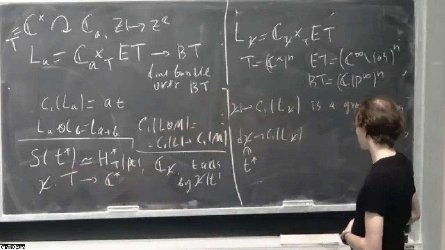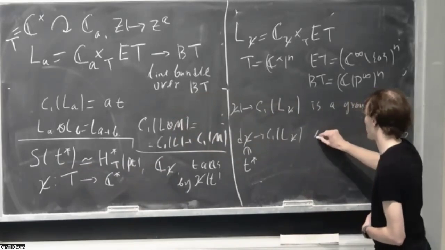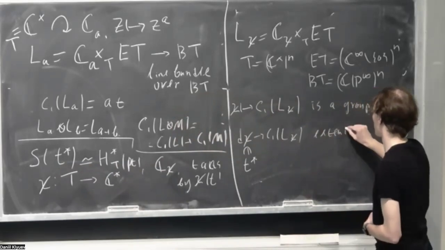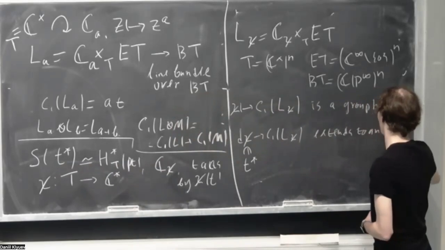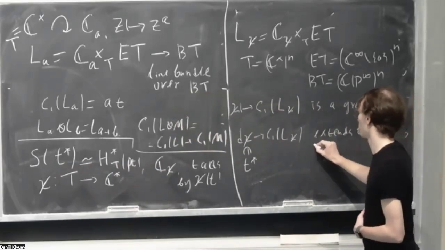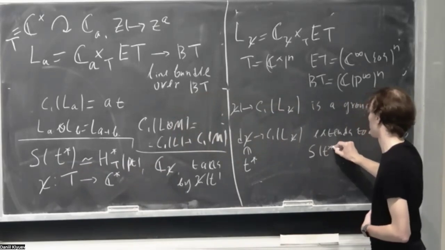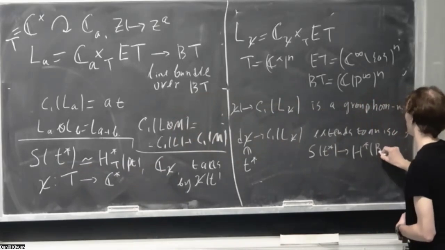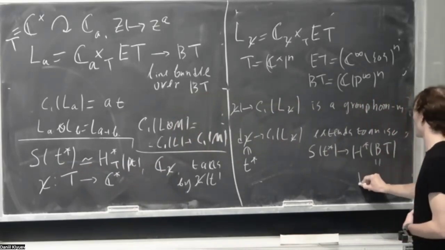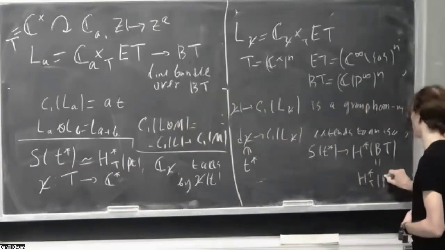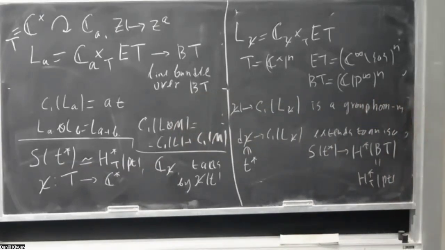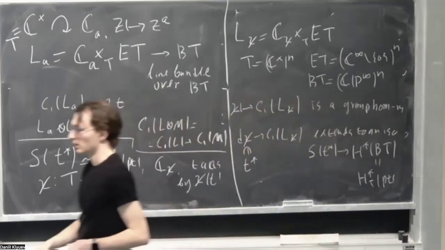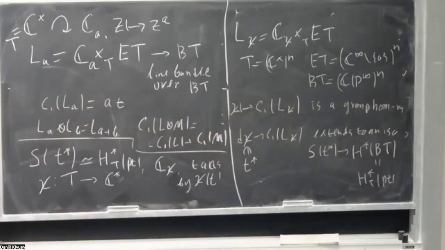So it extends to an isomorphism from the symmetric algebra of T star to the equivariant cohomology ring of the point. Any questions? Okay, yeah, so that's what happens.